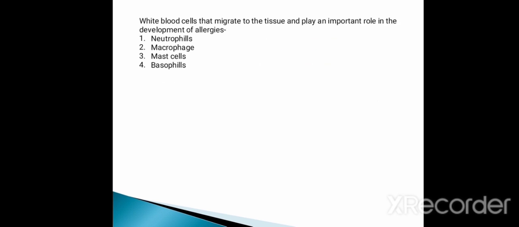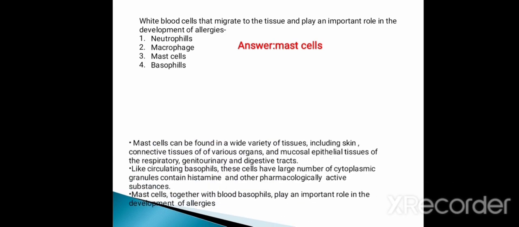White blood cells that migrate to the tissue and play an important role in the development of allergies are option 1 neutrophils, option 2 macrophages, option 3 mast cell, and option 4 basophil. The correct answer is mast cell.